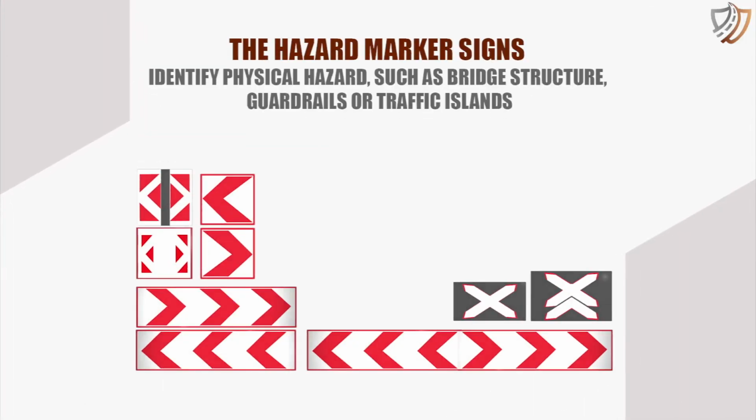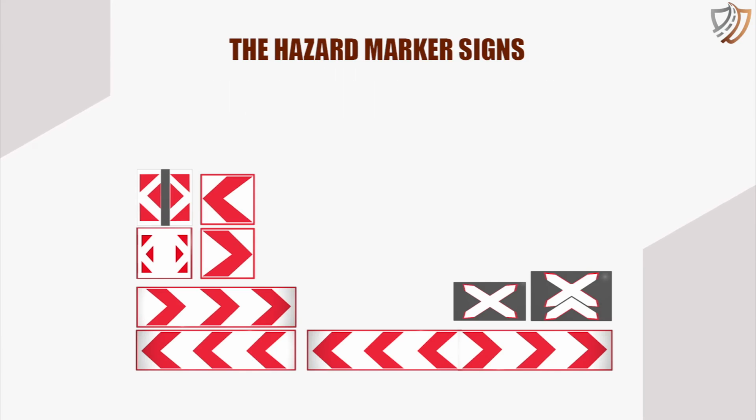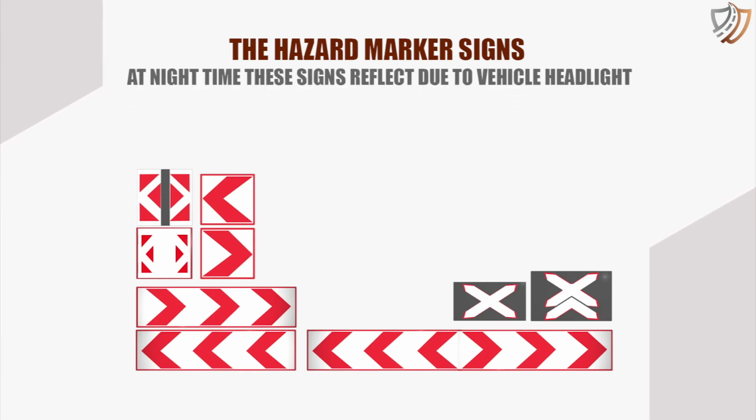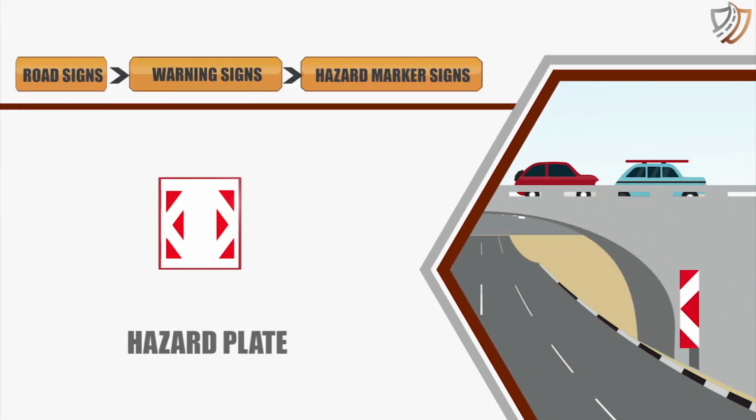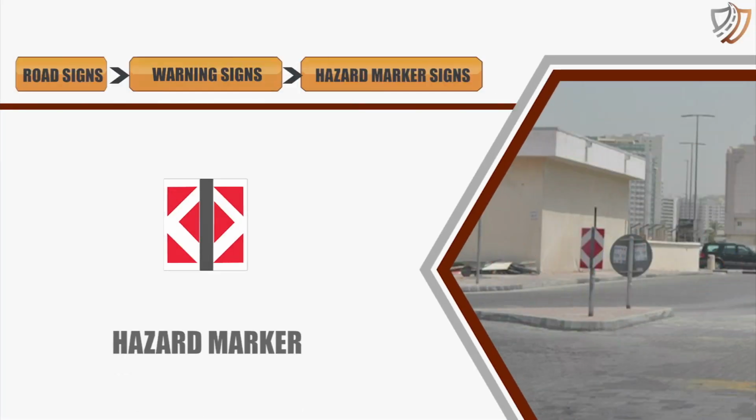The hazard marker signs identify physical hazards, such as bridge structures, guardrails, or traffic islands. At nighttime, these signs reflect due to vehicle headlights. Hazard plate. These hazard plate signs are used to identify the bridge structures and guardrails. These signs can be found on major roads to alert the motorists to position their vehicle appropriately on the road. Hazard marker. This sign is used to divert the traffic to pass either side from a traffic island. Hazard marker signs can be found at junctions, traffic signals, service roads, and the beginning of the slip lanes.